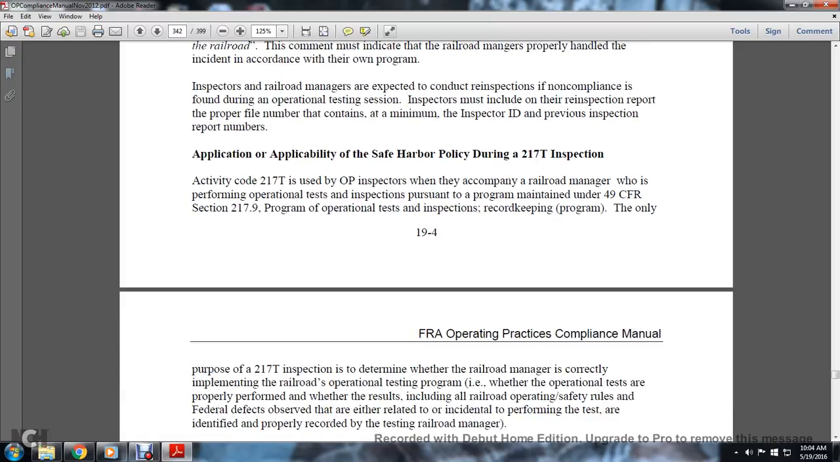Application of the safe harbor policy during the 217 inspection. Activity code 217T is an operational practice inspection where the inspector accompanies the railroad manager who is performing the operational testing inspection pursuant to the program maintained under Title 49 217.9, the operational testing inspection recordkeeping program.